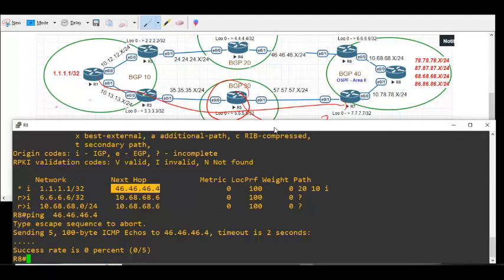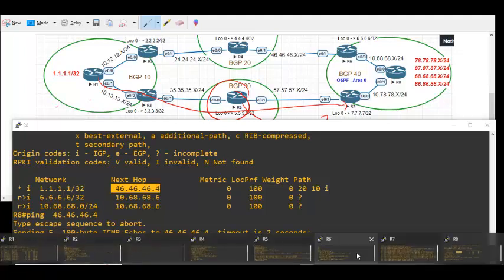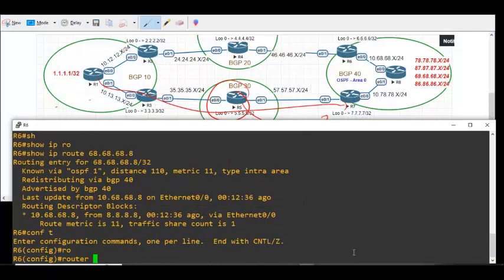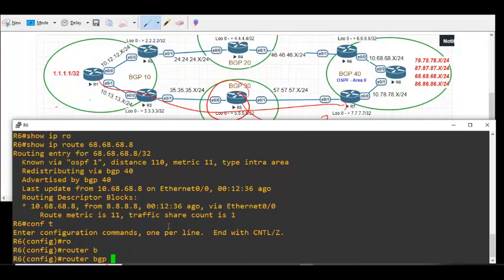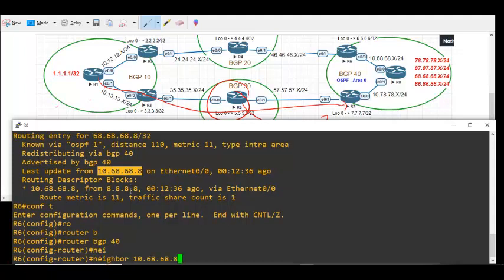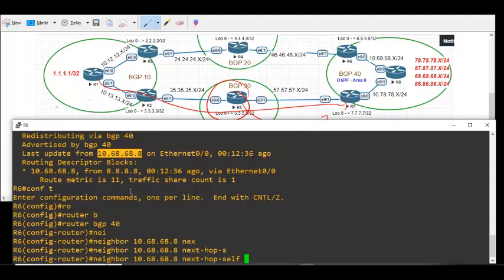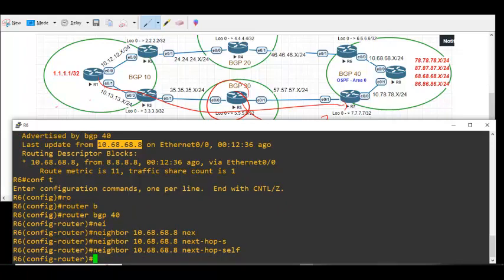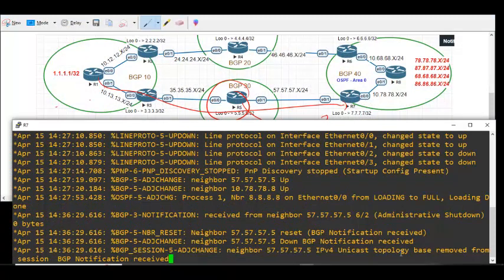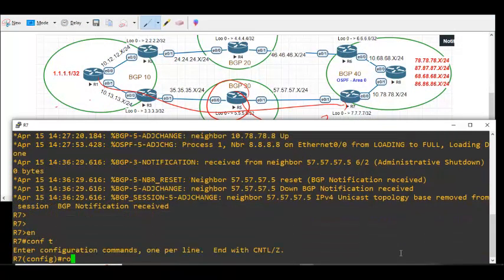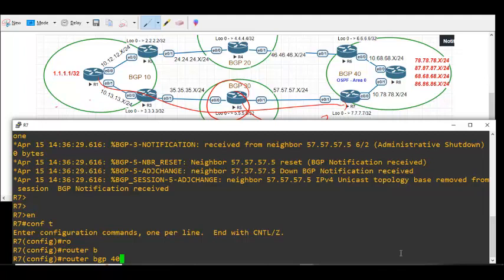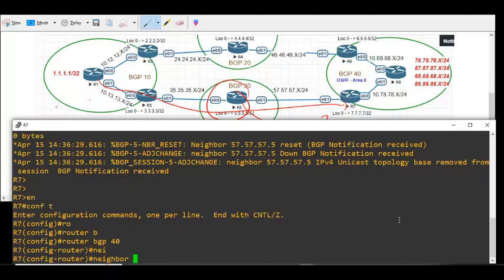Router BGP 40. This is the neighbor's address. Next hop self. Let us also do the same on R7. Router BGP 40, neighbor 10.78.78.8, next hop self.